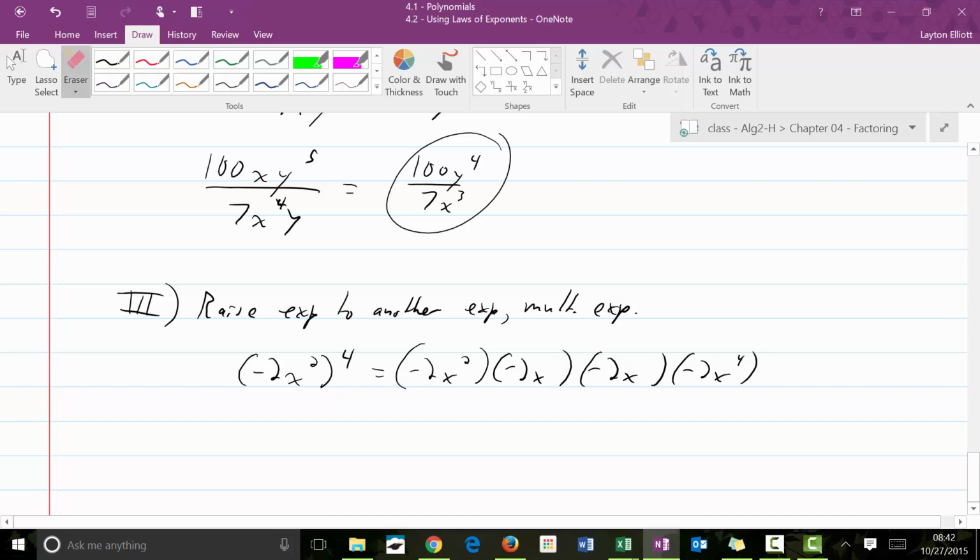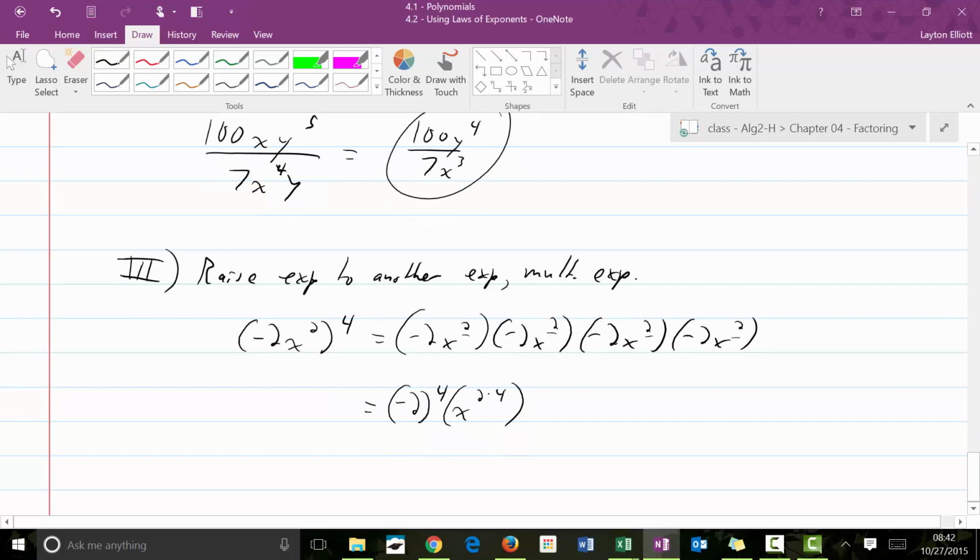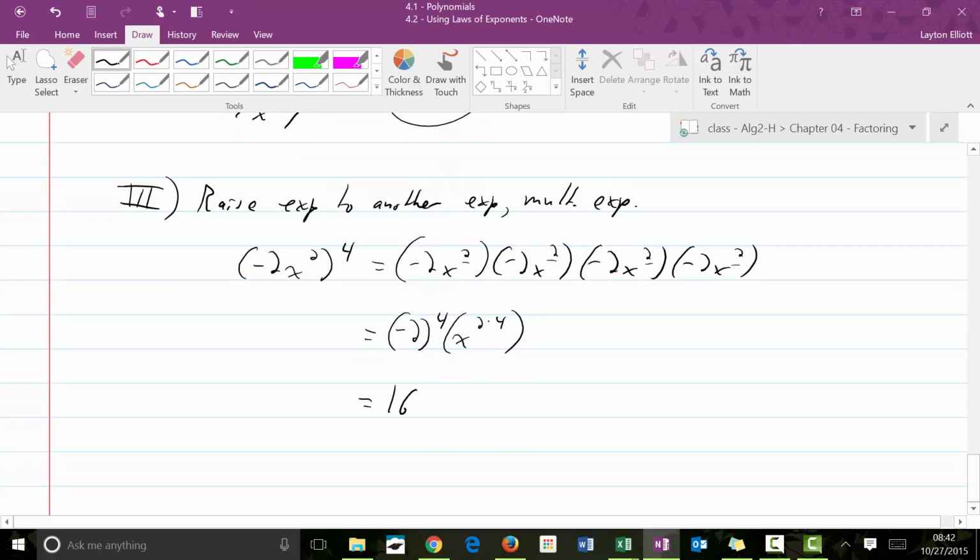Sorry, it should be x to the 2nd in each of those cases. Which I can summarize as negative 2 to the 4th power, and then x to the 2nd to the 4th power, which is really x to the 2 times 4. There are 4 of these things. Negative 2 to the 4th power is 16, and x to the 2 times 4 is x to the 8th.